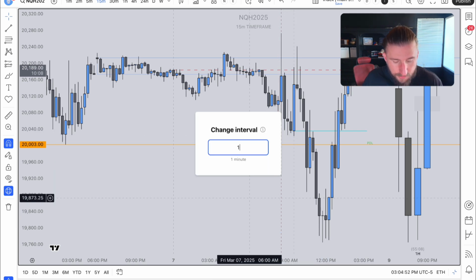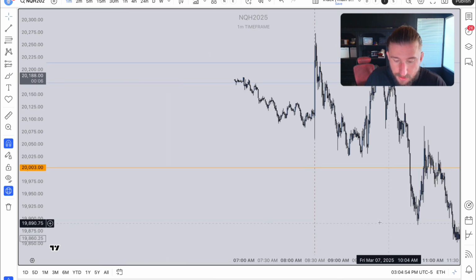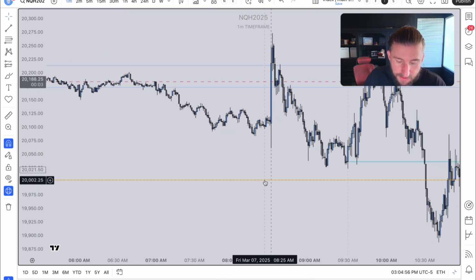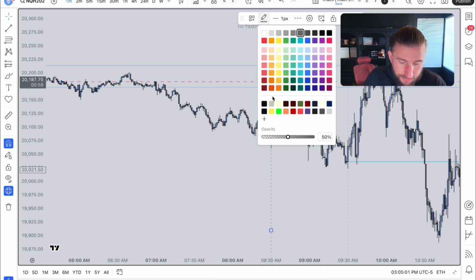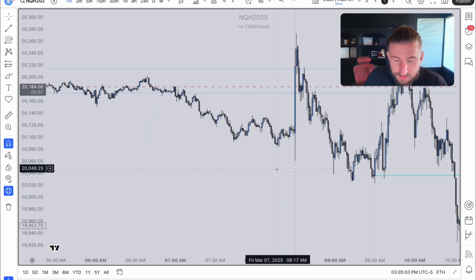And what we see on the lower time frames is actually pretty interesting. So we get this announcement right here. We can go ahead and get rid of this line, make it real nice and clear for everybody. We can see that there was an initial move higher.